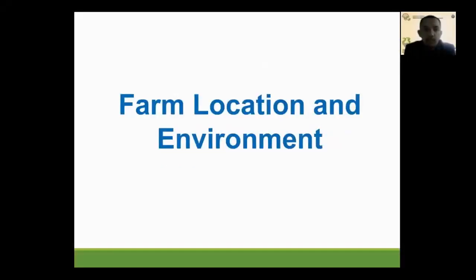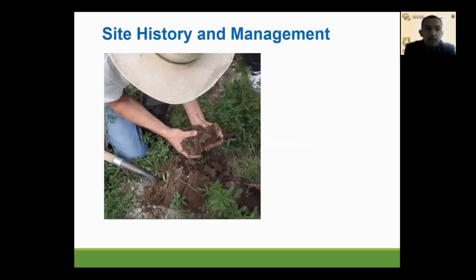Next will be the farm location and environment. As was discussed by Dr. Yap a while ago, it is the knowledge and the practice of how you manage the farm, including the environment. The agroecology will be important in attaining a sustainable production system. So site history and management is very important. You have to know the condition of your soil, its fertility status, the history of what crops have been grown there before, the previous uses of the land, and many more.